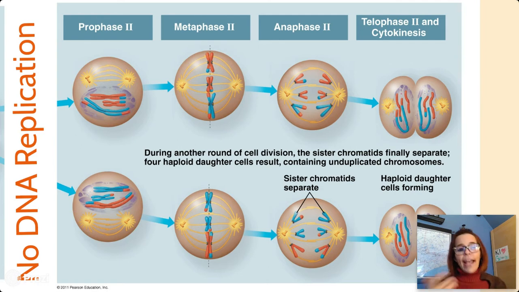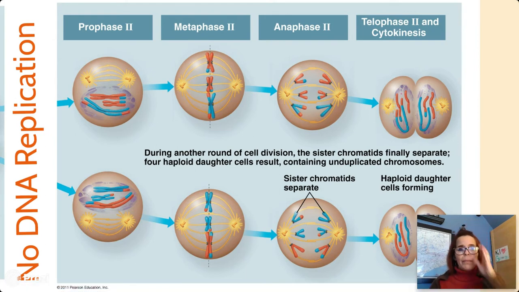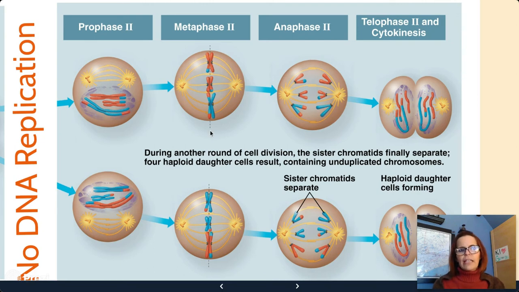Metaphase 2, there's half of them. They line up single file like they did in mitosis. So there's no pairs. Why are there no pairs? Because their partner is in the other cell. So they can't line up in pairs. Their partner is in the other cell. So if this were a human cell, there'd be 23 lined up in the middle.